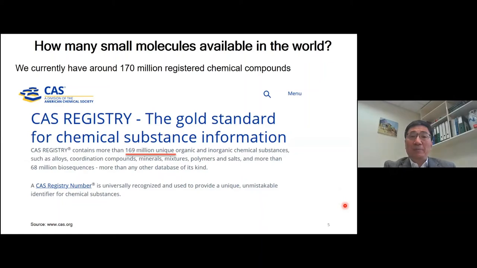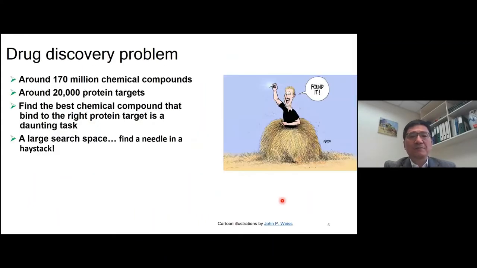And accordingly, how many small molecules? Okay. So we currently have around 170 million registered chemical compounds, as you can check from the American Chemical Society's website. These are a rich source of potential drug candidates or starting compounds for drug discovery. But we have a problem: around 170 million chemical compounds, and about 20,000 protein targets.